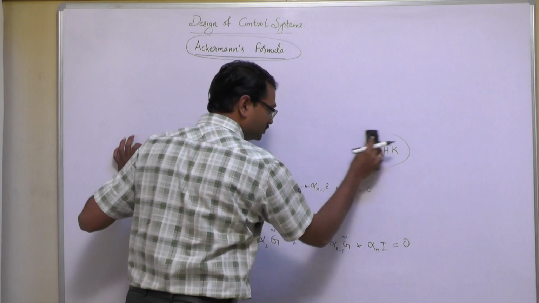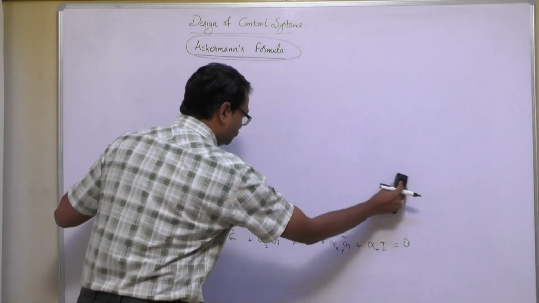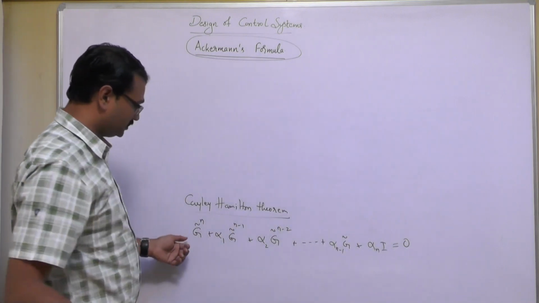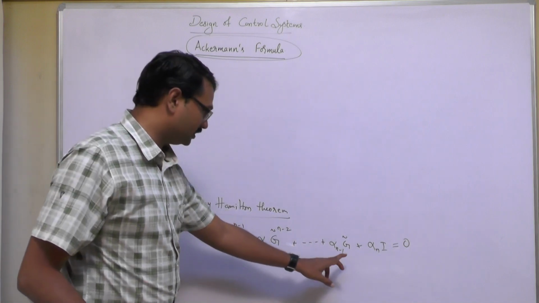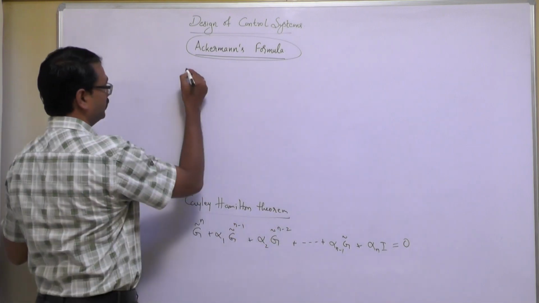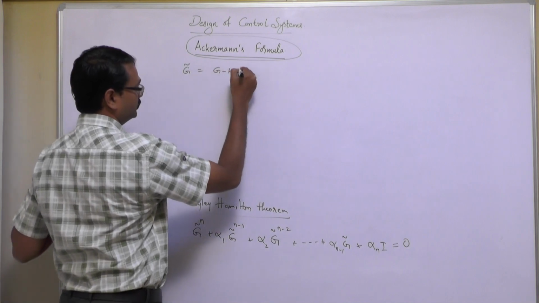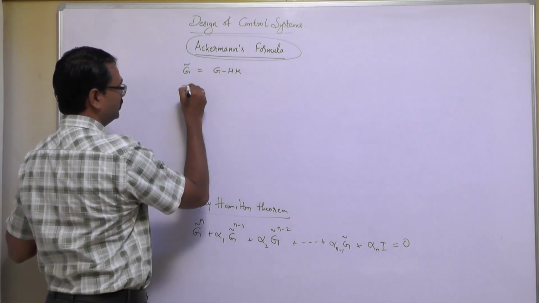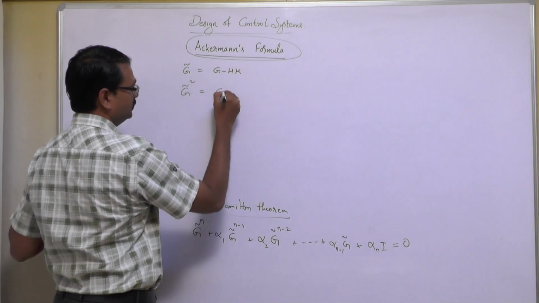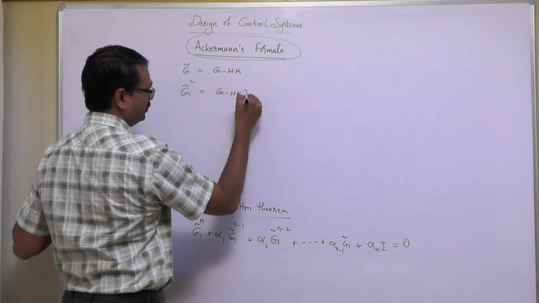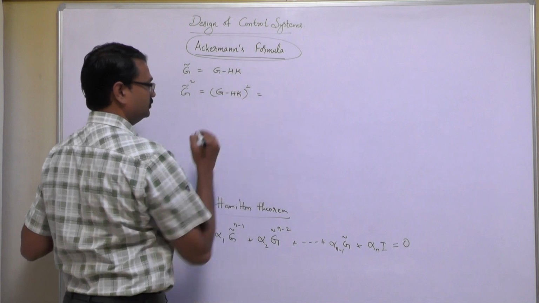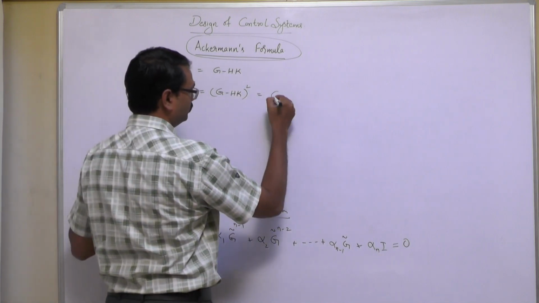Now we know that G bar is G minus HK. Let me say what are the things that we require here. G bar is required, G bar square is required. Now G bar is G minus HK. Now G bar square, what is it? G minus HK whole square. If we multiply these, what do we get?